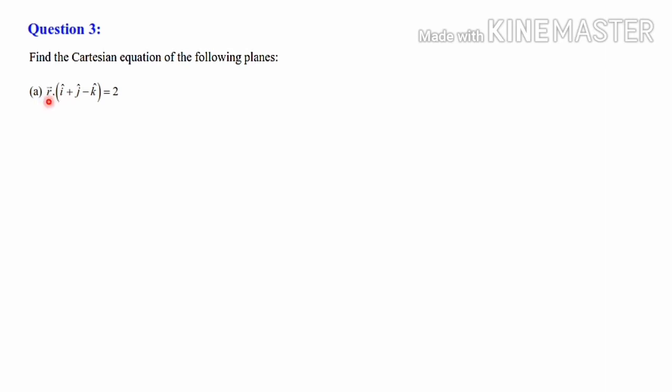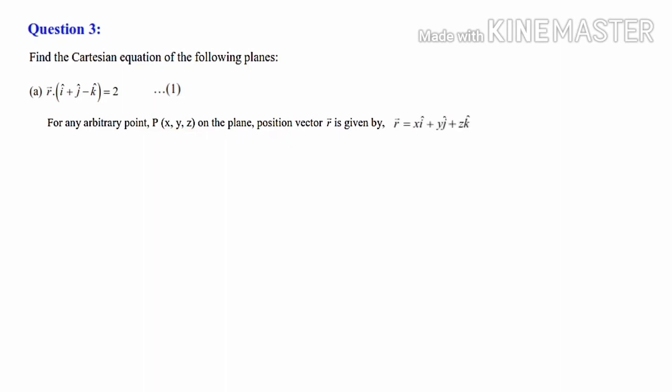Vector r means it is a position vector of an arbitrary point P on the plane. There we have taken vector r as xi plus yj plus zk because the arbitrary point we have taken as xyz. So the same method is going to be used here also. Label it as equation number 1. For any arbitrary point P (x, y, z) on the plane, position vector r is given by xi plus yj plus zk.